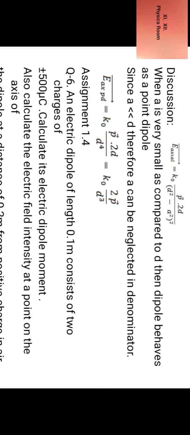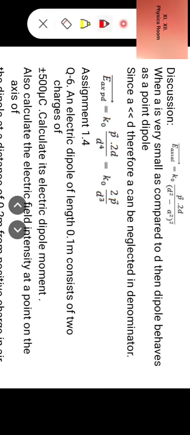Now the discussion part of it. Since we know E axial is equal to K naught P into 2D divided by (D square minus A square) whole square. Now when A is very small as compared to D, then the dipole behaves as a point dipole. So this is the first case.